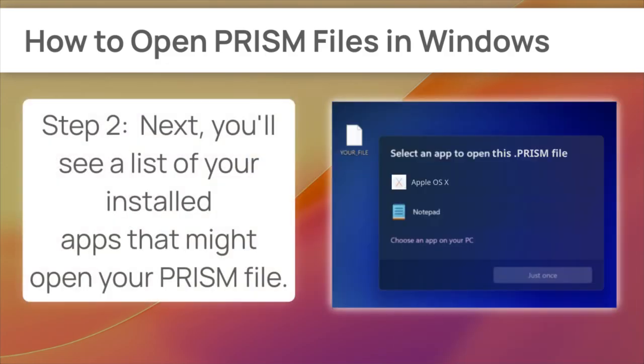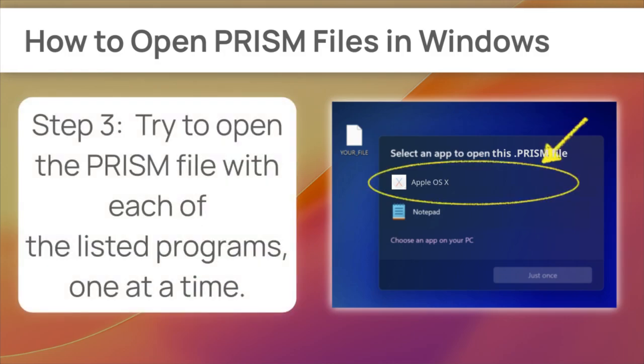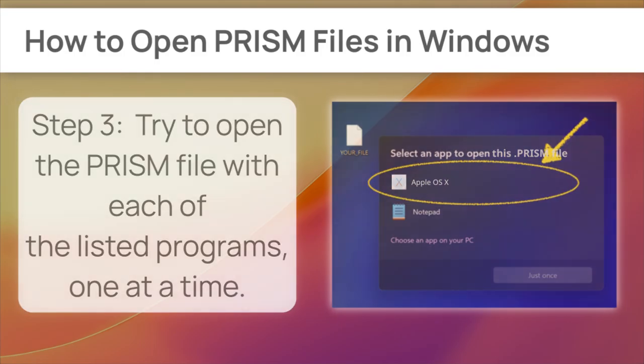Right-click the PRISM file and hit Open With. Use Apple OS X if installed. If not, choose another program. We must confirm the software handler.